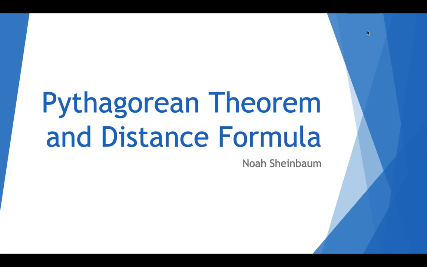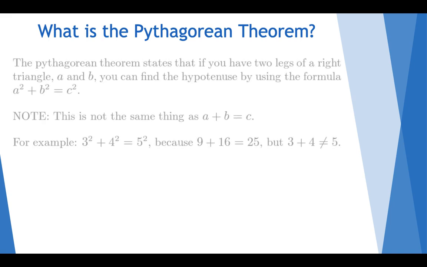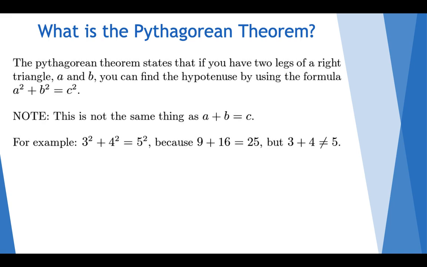Today's topic is on Pythagorean theorem and the distance formula. So what is Pythagorean theorem? Well, Pythagorean theorem states that if you have two legs of a right triangle, A and B, you can find the hypotenuse by using the formula a squared plus b squared equals c squared.